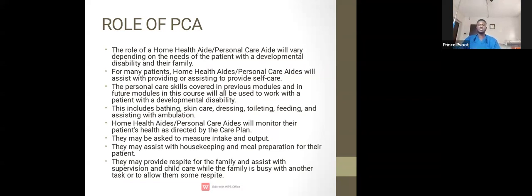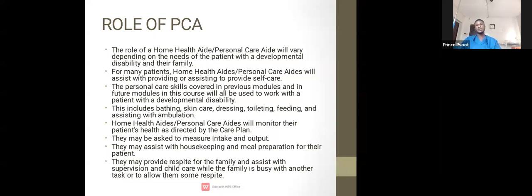Home health aides or personal care aides will also monitor their patient's health as directed by the care plan. Monitor the health. Developmental disability is not the same as a health challenge. Fine, it could be relating to a health challenge, but the fact that they are developmentally disabled doesn't mean they cannot develop malaria or typhoid or any other disease condition. So we are monitoring their health. If there is a deterioration in health, we seek medical attention.